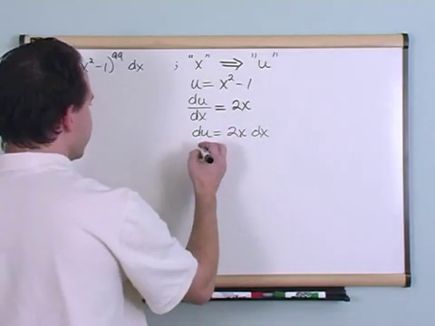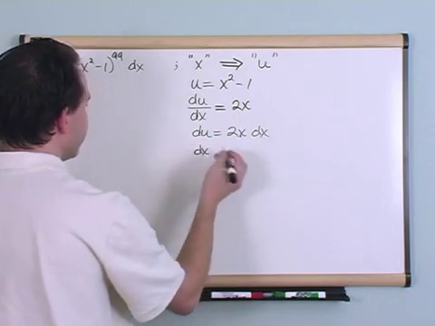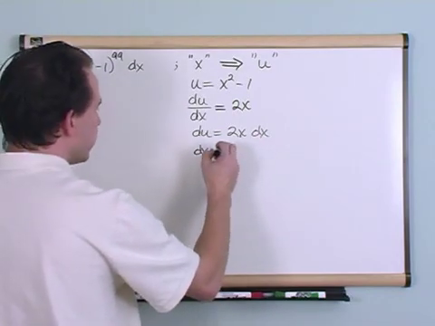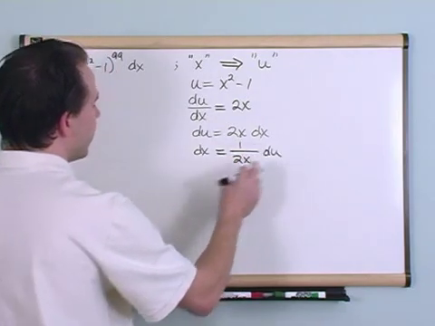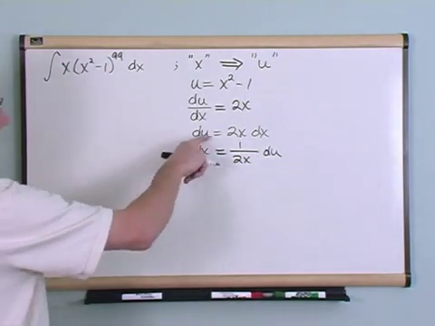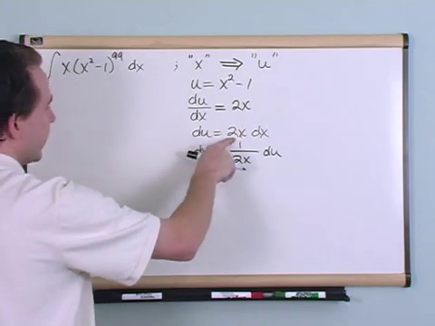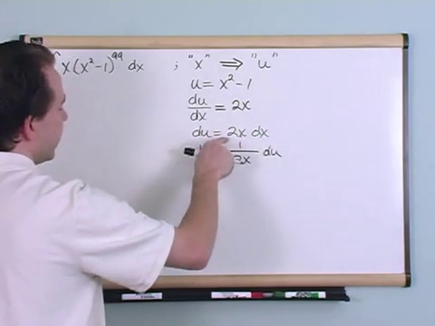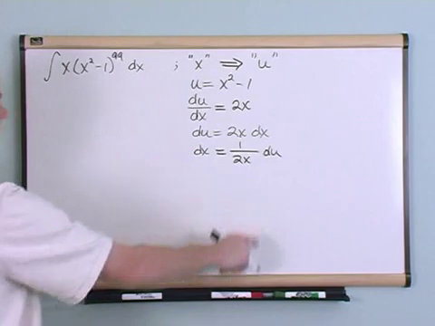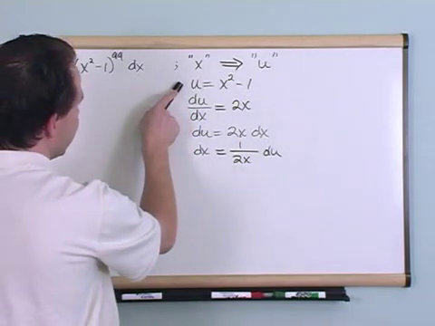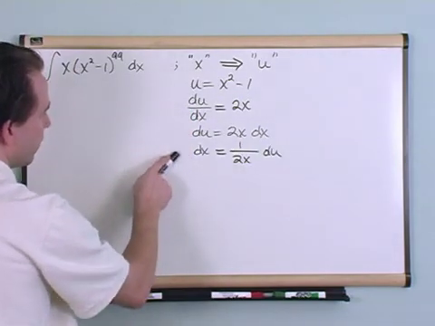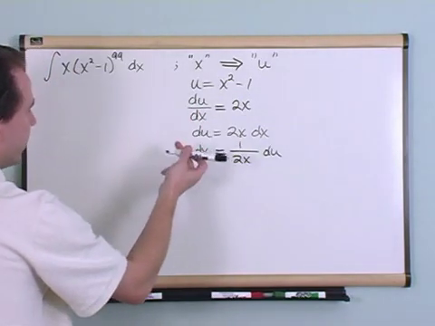And so if I solve this for dx, this is just like solving any equation. You're going to have 1 over 2x times du. So all I did to go from here to here is divide both sides of this equation by 2x, and so you'll have dx equals 1 over 2x times du. Really, there's not that much calculus in what we've done so far. We just took the derivative, that's the calculus part, and then here's algebra. All you did was solve for dx.